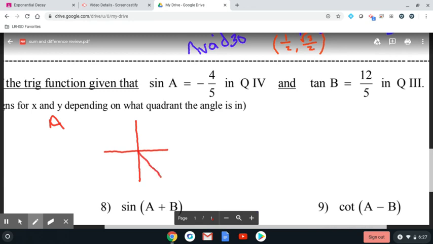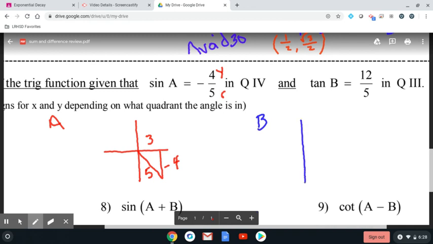Since we know sine is -4/5 and we're in quadrant number 4, and sine is y over r, that means my y value needs to be -4. My r value needs to be +5. And then if we use the Pythagorean theorem, that'll help us find our x value. But if you're good with your special right triangles, you know your x value is going to be 3.